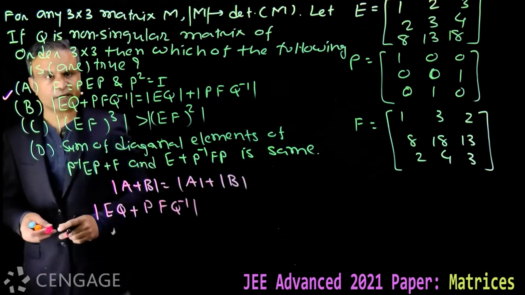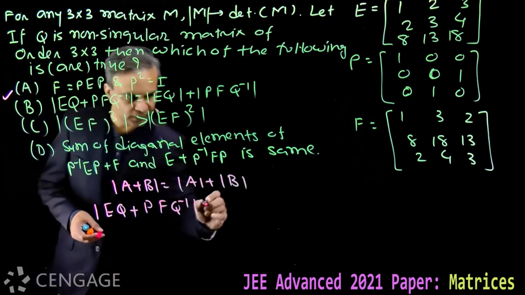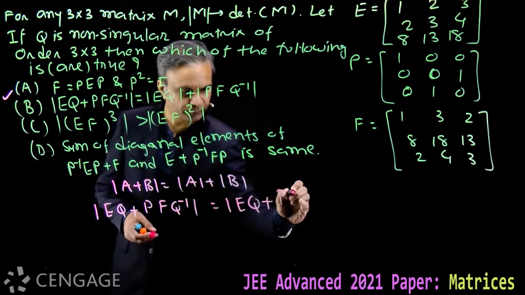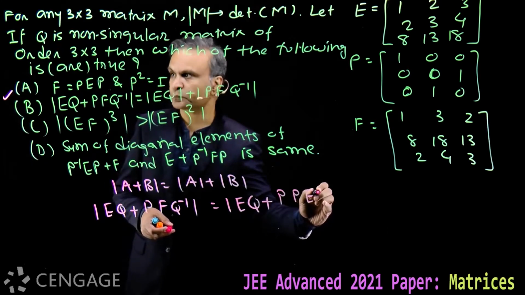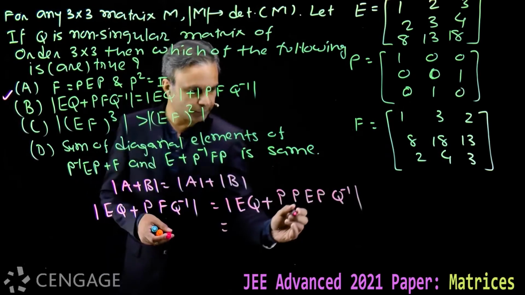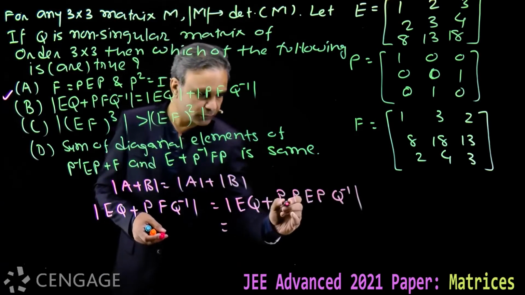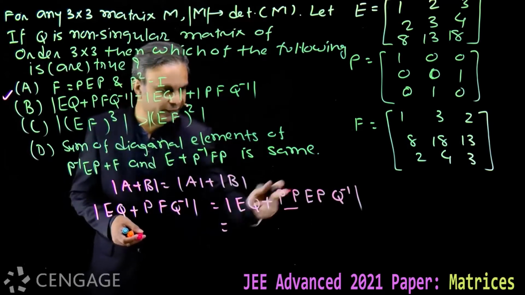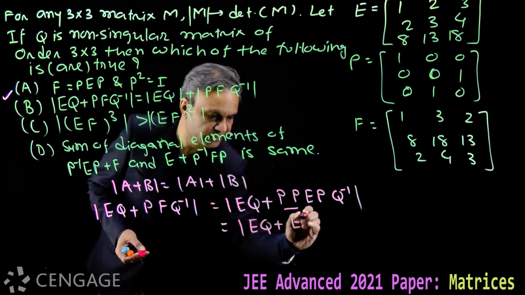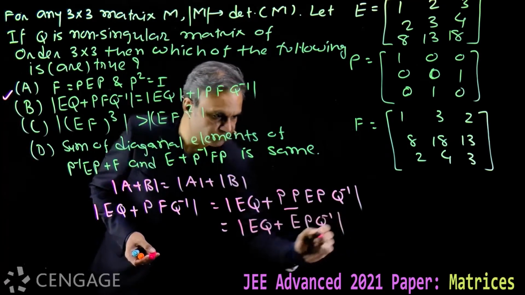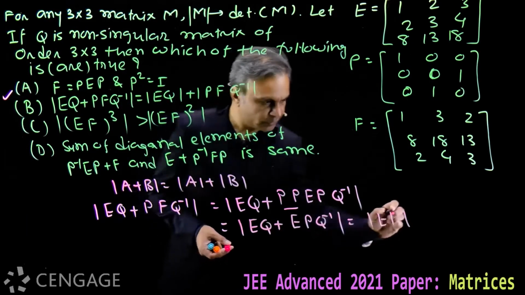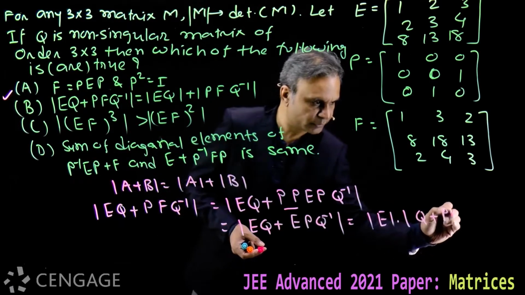We can use this. F is PEP. Put F equal to PEP here. We have modulus of EQ plus P into PEP into Q inverse. Now we can use associative property. P square is I, I into E is E. So we have modulus of EQ plus EPQ inverse, and this is equal to modulus of E multiplied by modulus of Q plus PQ inverse.